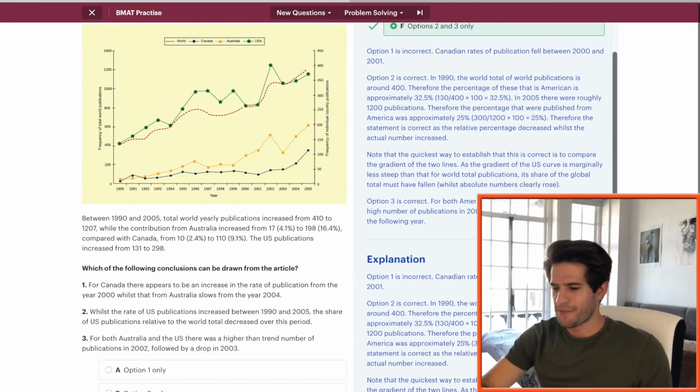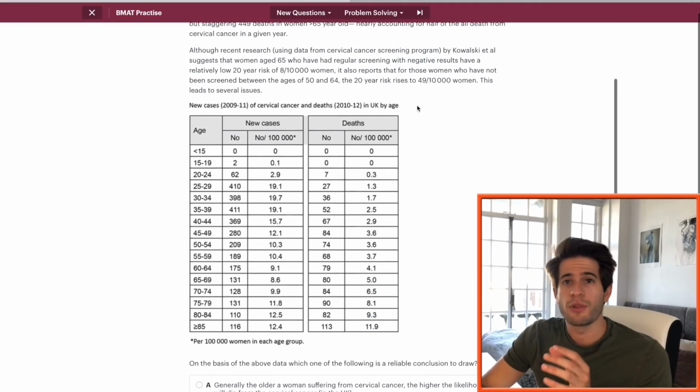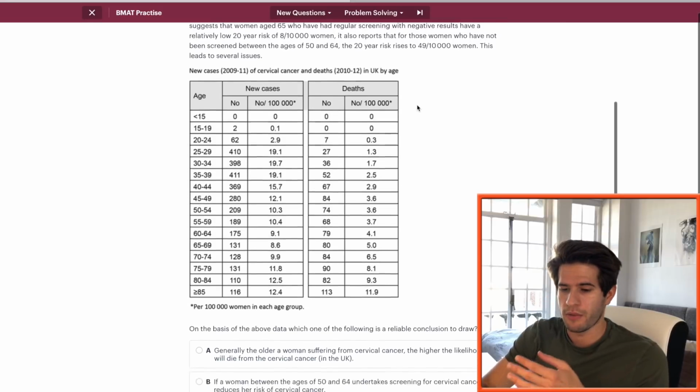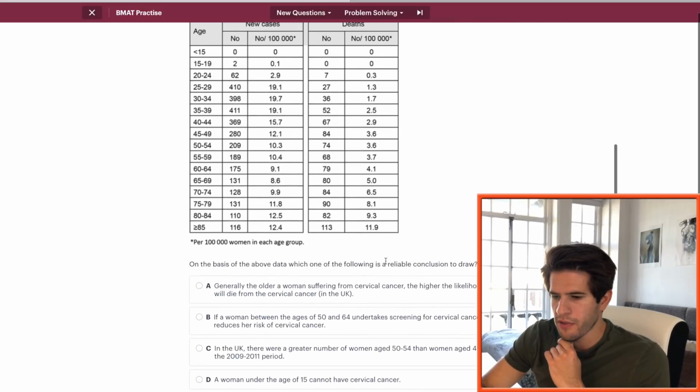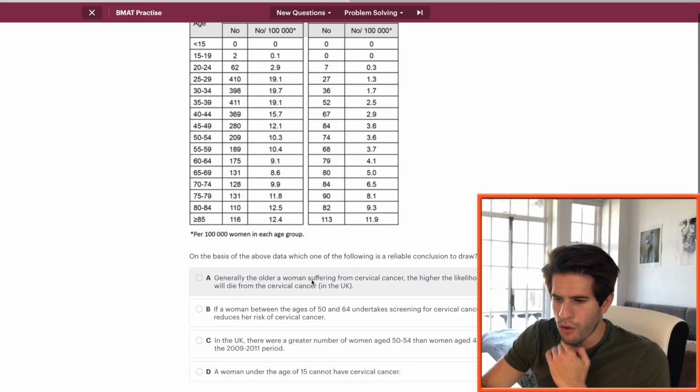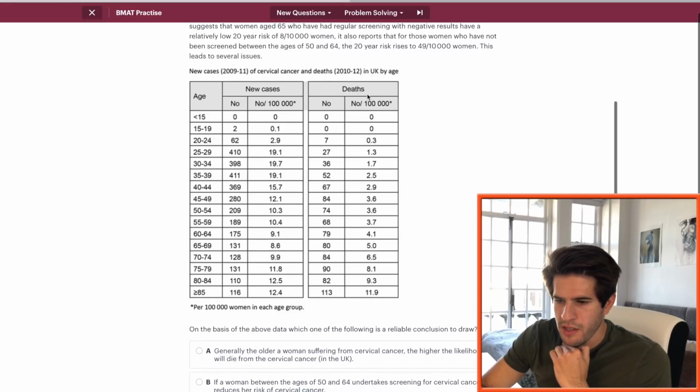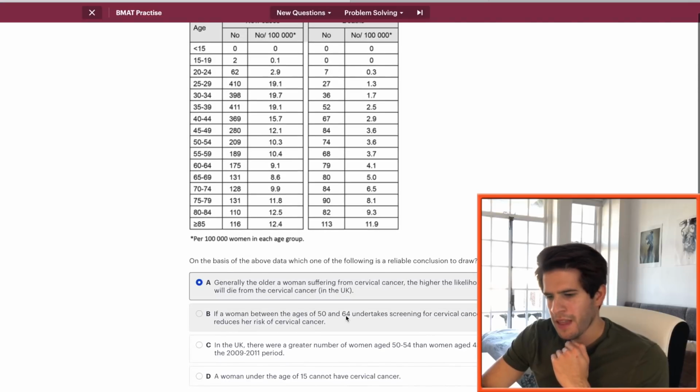All right, next question. Again, there's quite a lot of information. I'm going to skip to what the question is asking for and then work backwards. So, on the basis of the above data, which of the following is a reliable conclusion? Generally, the older a woman suffering from cervical cancer, the higher the likelihood she will die from cervical cancer in the UK. New cases, deaths, age group. So are there more deaths per 100,000 the older you get? That definitely seems to be the case, so that sounds good. Let's take a look at the other ones.